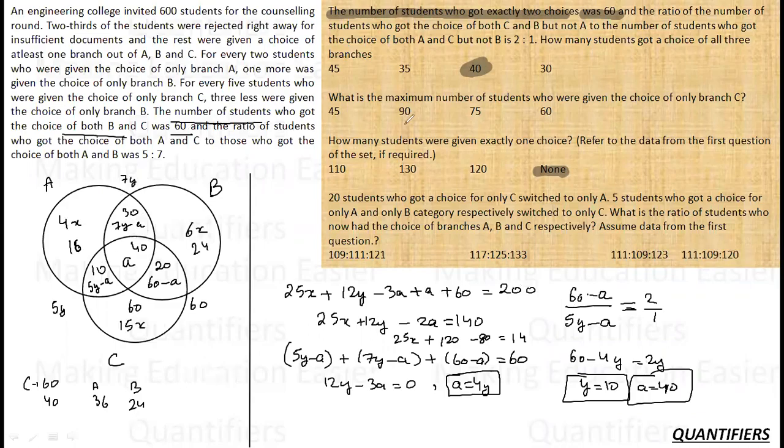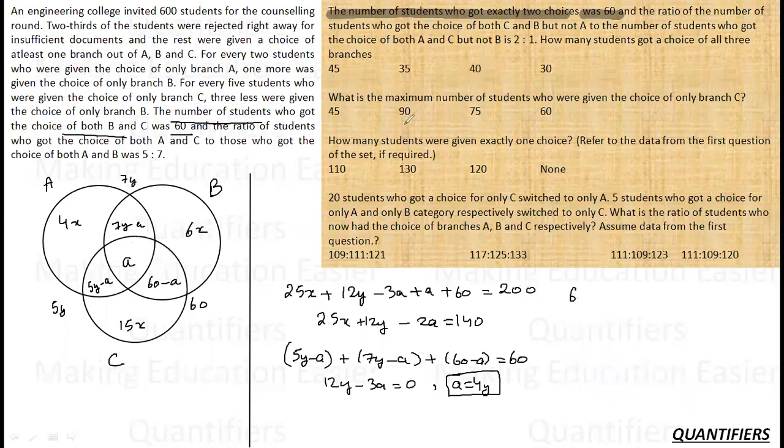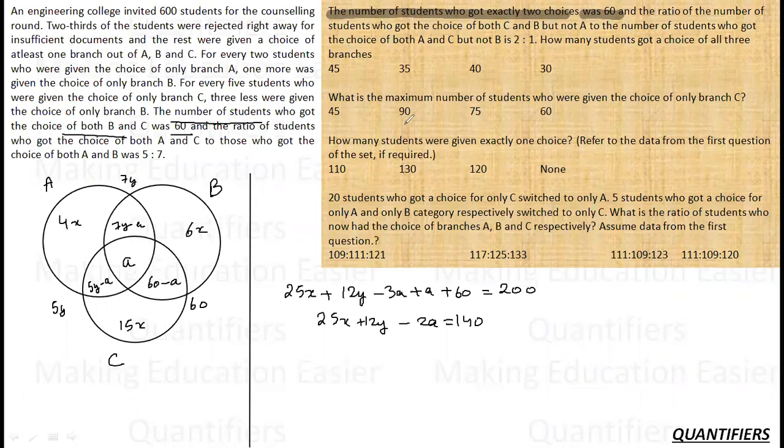For that, let me go all the way back to my values. See, this is what I know. The total is 200. These were the values and this is what I know. What is the maximum value x can take? The maximum value x can take is 5. So x is less than equal to 5 because 25 into 5, 125. 25 into 6 is 150.